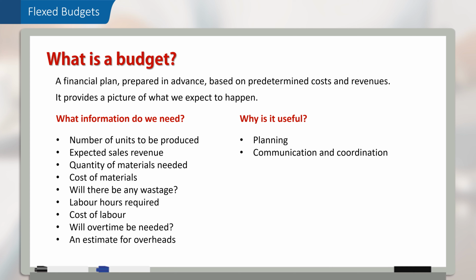And once a budget is agreed, it can also be used to authorise a certain course of action, such as agreed spending limits or delegating decision making. And budgets can also be used to monitor and control.